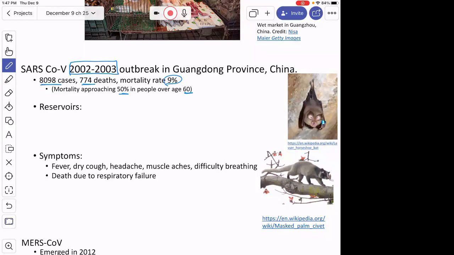So it was just a little bit less transmissible as well. Not terribly transmissible. If you didn't have symptoms, then you weren't transmissible. So that helped stop that. The reservoir here, they traced this back to, as a primary reservoir, the lesser horseshoe bat.